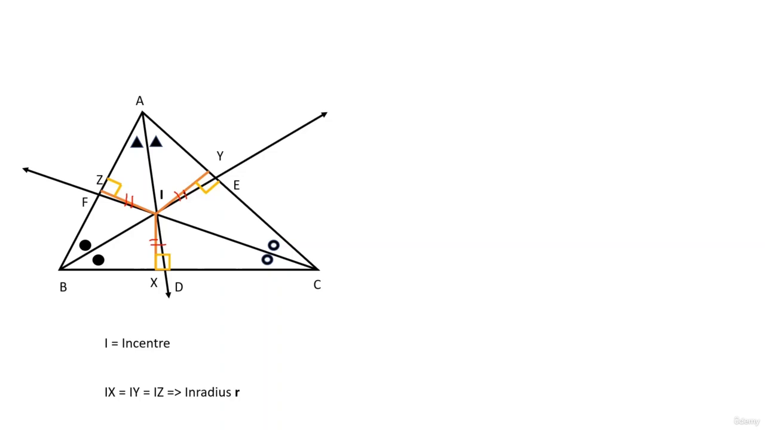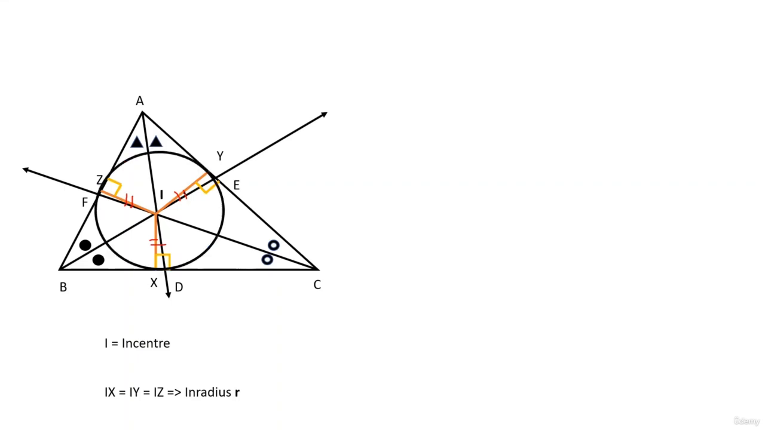Now, why is it called the inradius? Because it is the radius of a circle that lies inside the triangle. Okay, keeping I as the incenter, keeping I as the center, and taking either IX, IY, or IZ as the radius, we construct the small circle.